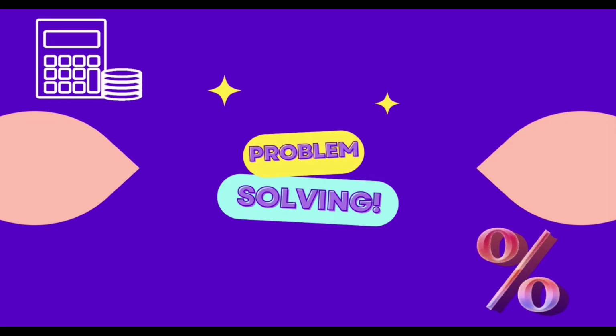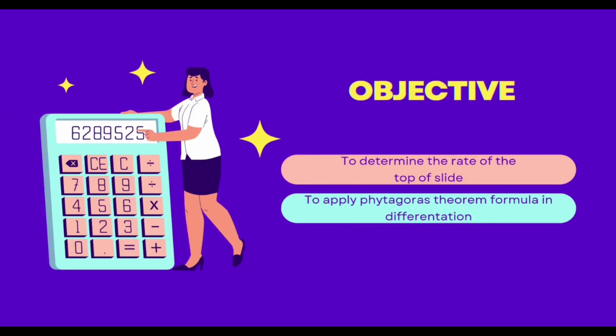So the next part is problem solving. Let's solve the problem together. The objective of the problem solving is to determine the rate of the top of the slide. The second objective is to apply the Pythagorean theorem formula in differentiation.